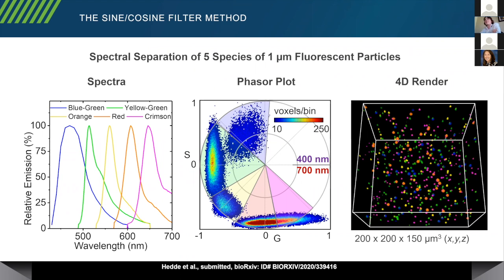Okay, to introduce back the spatial information, we imaged 5 species of 1 micron fluorescent particles. On the left-hand side, you can see the emission spectra. Then in the middle, we see the phasor plot, and you see where they localize differently. And then off of the phasor plot, we color code according to the different sections in blue, green, yellow, orange, and magenta, to identify the different components and then map back to our 3D stack to generate the 4D hyperspectral image.